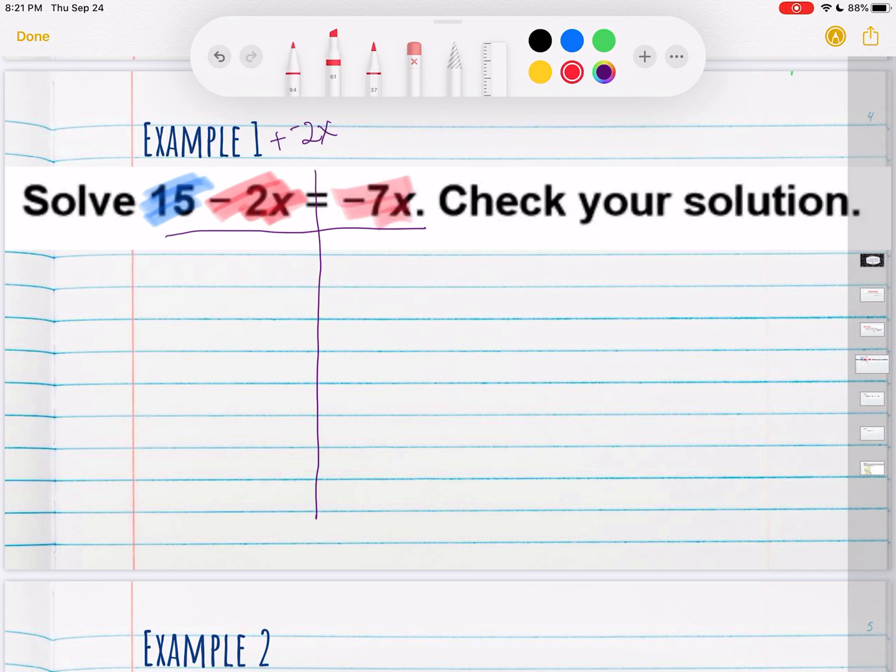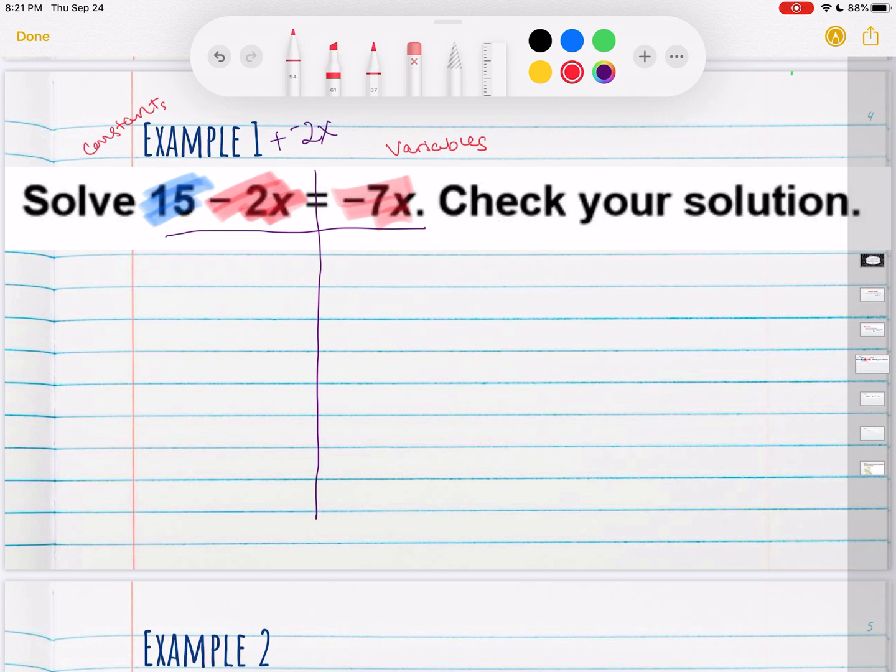Now I can decide which side I want my variables on and which side I want my constants on. My right side only has variables, so it makes sense to move all the variables to the right side. And my left side is the only side with a constant, so I'm going to keep my constants on the left side. On my left side there's a constant and a variable, but I just want constants. So I want to move that variable to the right side.